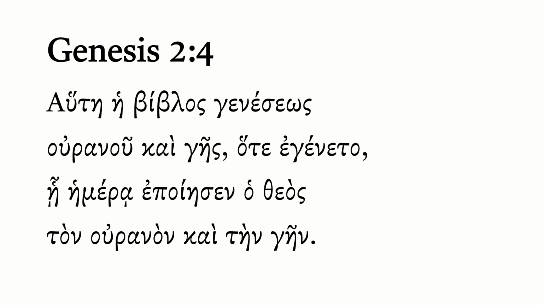Genesis chapter 2, verse 4, in which we actually get the first occurrence of the Greek word for Genesis. Haute he biblos geneseos uranu kai ges hate ageneta he hemera epoies en hatheos ton uranon kai tain gain. Let's begin with this demonstrative pronoun that kicks things off.